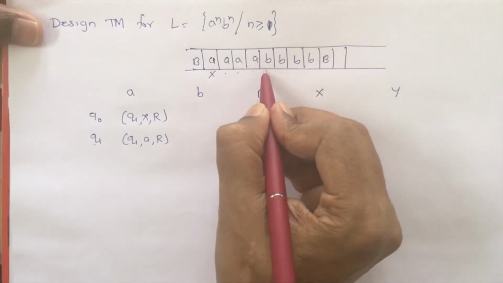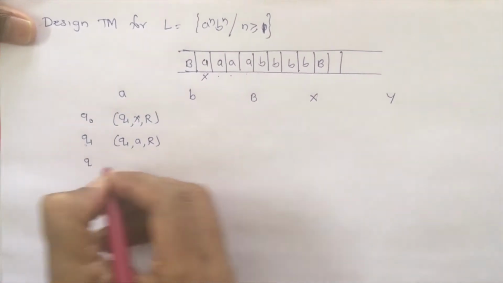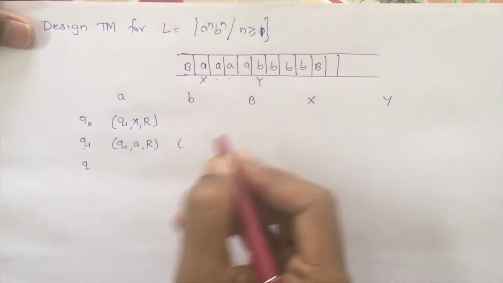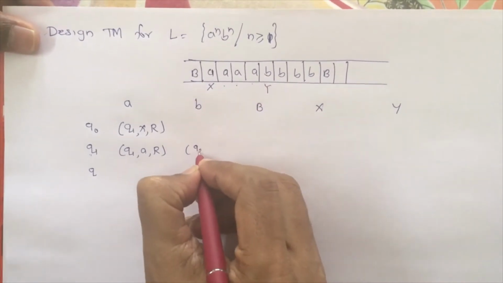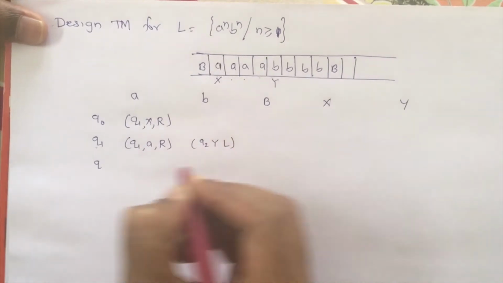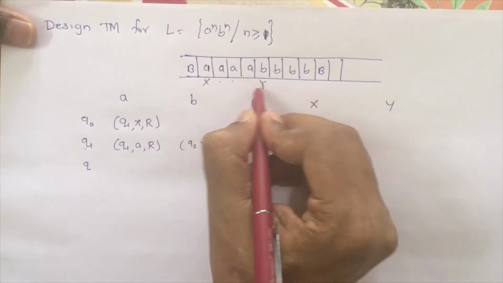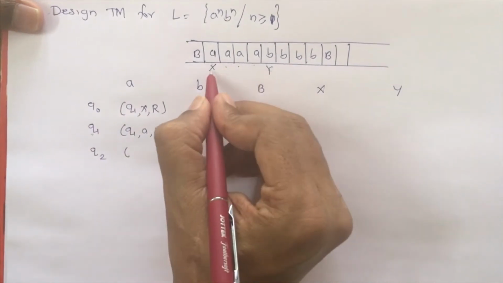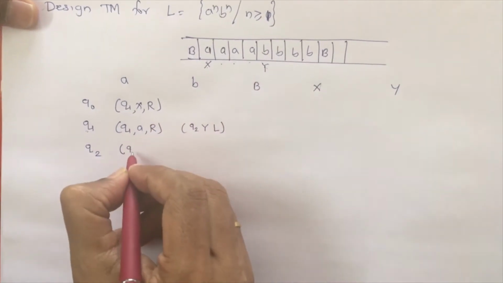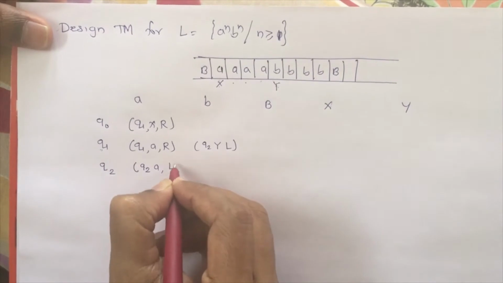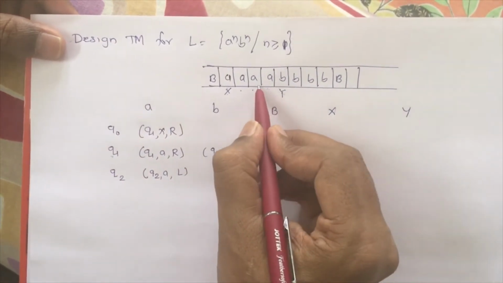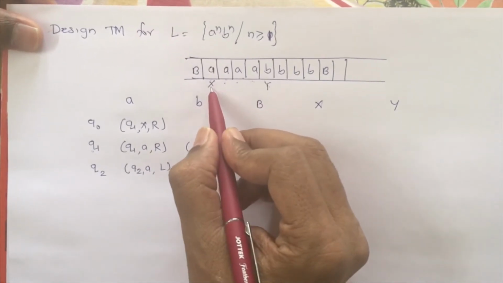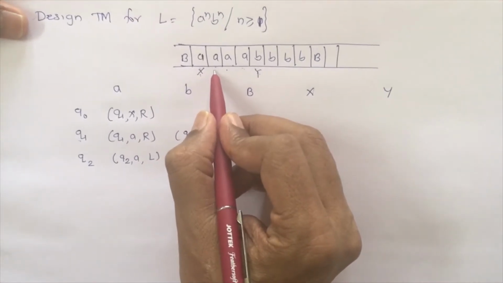Now we will be getting b. So Q1 B would be, now we have to make this as Y and we have to come back. So Q2 Y L. Now while coming back we will be getting a's, so all of them should be skipped, as we have to reach till this X, so Q2 A L. It will skip this a, it will skip this a. Now we got X.